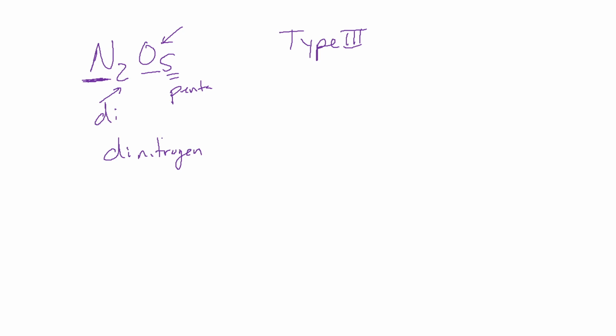Second element gets the IDE treatment. Here again, we're going to actually drop the A off of the prefix because that would give us an A and an O that backs up to each other. And again, we'll get rid of that. So dinitrogen pentoxide in this case.